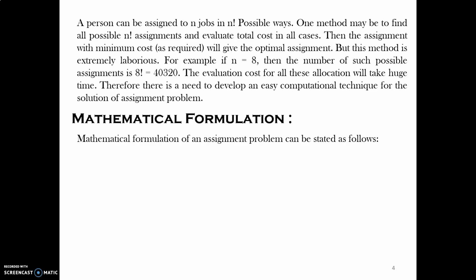But this method is extremely laborious. For example, if n is equal to 8, then the number of possible assignments is 8 factorial. That means 8 into 7 into 6 into 5 into 4 into 3 into 2 into 1, which comes out to be 40320 ways. So evaluating the cost of all these allocations will take huge time. Therefore, there is a need to develop an easy computational technique for the solution of the assignment problem.